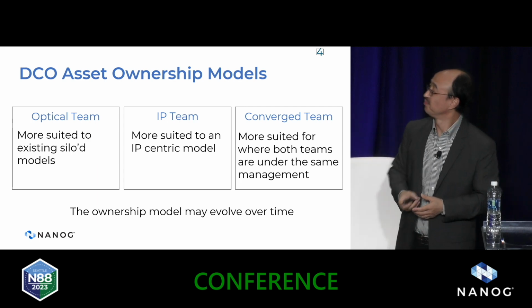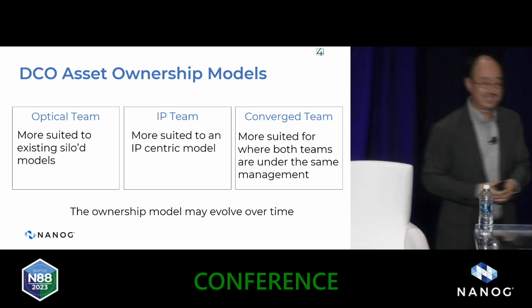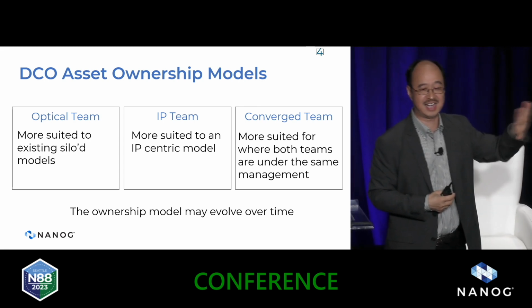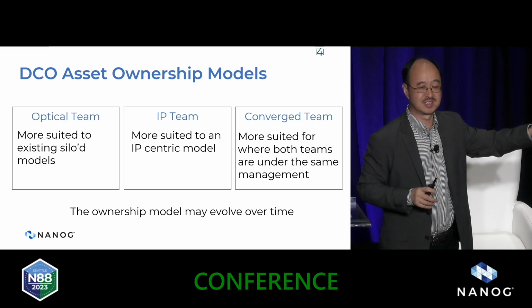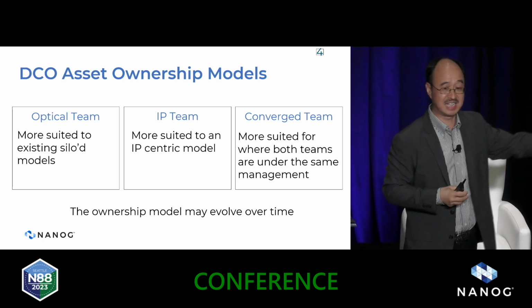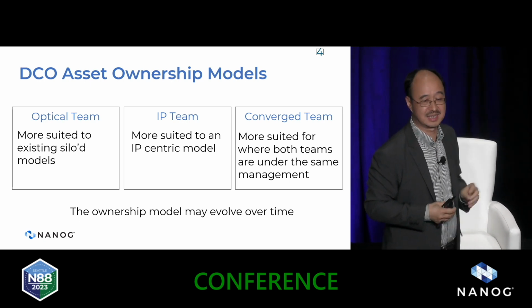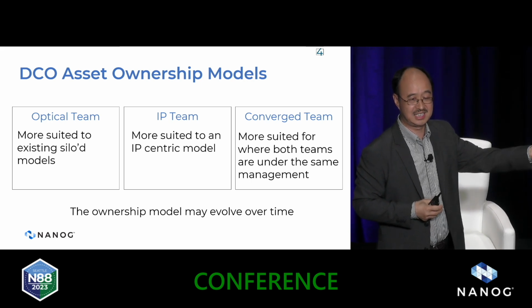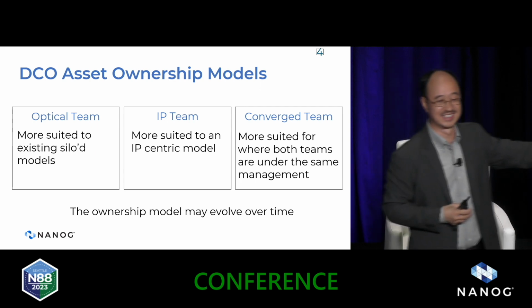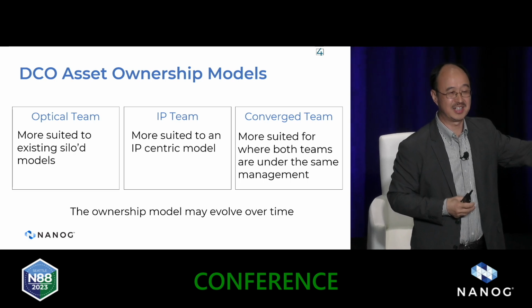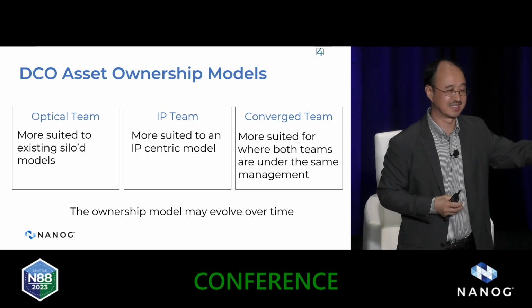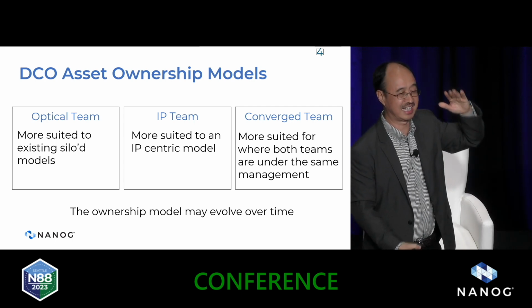The second model is the IP team. This is more suited for organizations that already have IP-centric organizations, where you have a big IP team. The optical team is relatively small or already organized in a way that the IP team owns a lot of the assets. It makes a lot of sense for the IP team to own the asset because DCO optics is just another kind of optics, right? The IP team already knows about optics. It's just a different kind of optics, even though it has a lot more parameters, a lot more complexities underneath, many layers inside the optics.